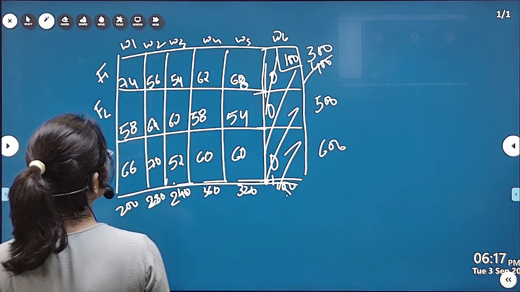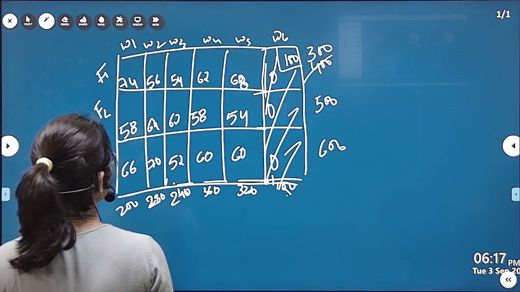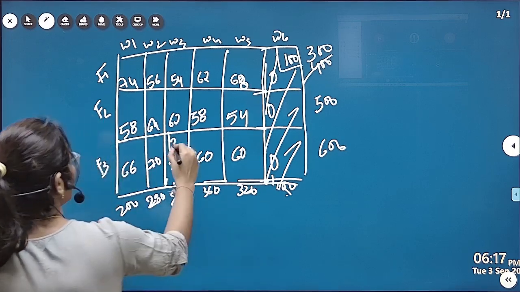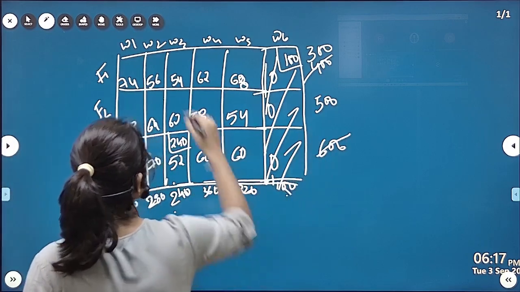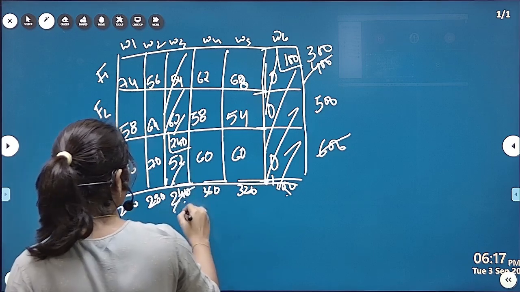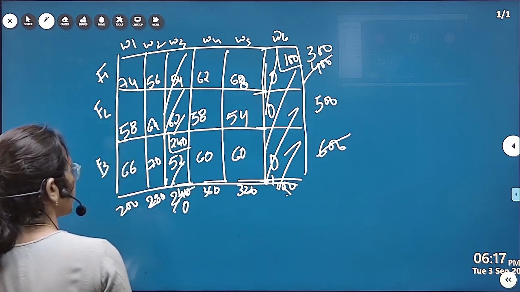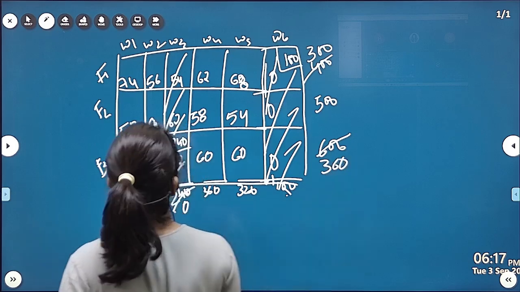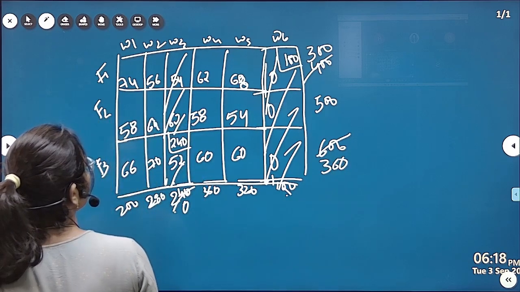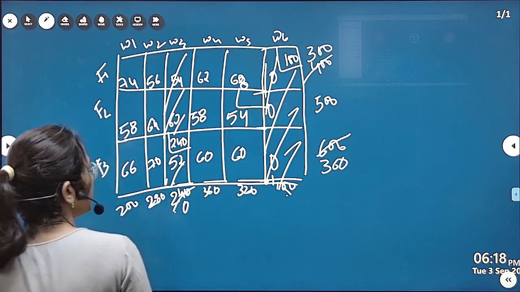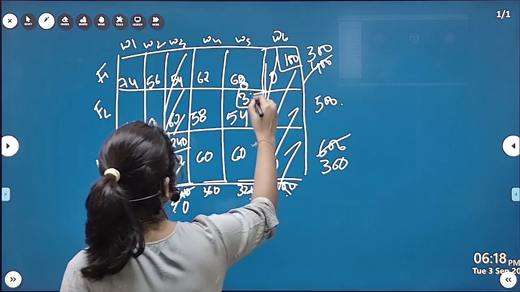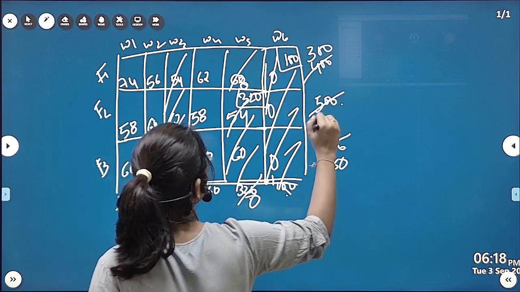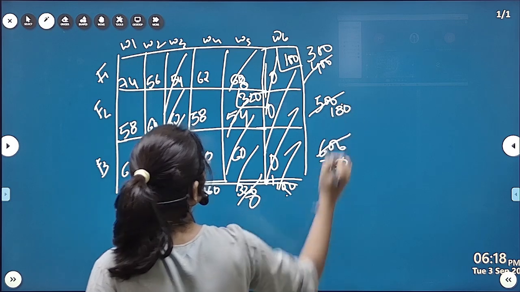Next least cost is, what's the next least cost? 52, right? 52. Here we have 240. So 600 minus 240, tell me how much? 360. So the next least cost is 54. Here we have 320 units and here 500. So we take 320 units from this and get 180 units.